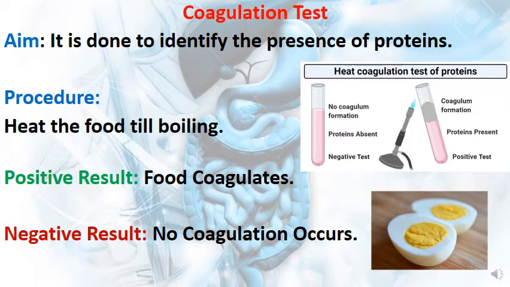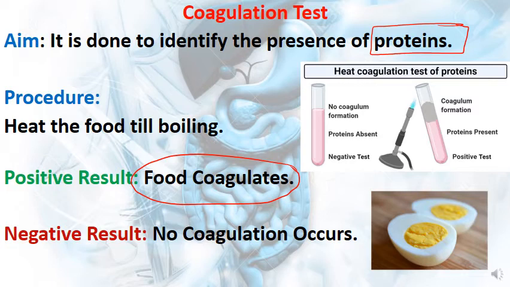Moving now to the coagulation test. The coagulation test is done to identify the presence of proteins and only proteins. So we have to heat the food till boiling. If the food coagulates, if the food shrinks, this means that we have protein. If there is no coagulation, this is a negative result.